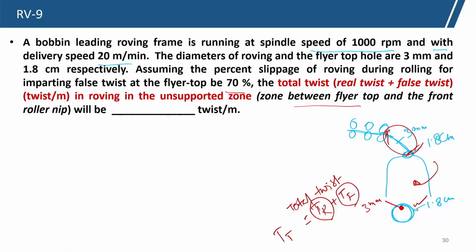but after it crosses the flat top zone, the false twist will get cancelled. And here only the real twist will remain, that is the spindle speed divided by the delivery speed. This is the real twist. But what is the false twist? Now, let us see.